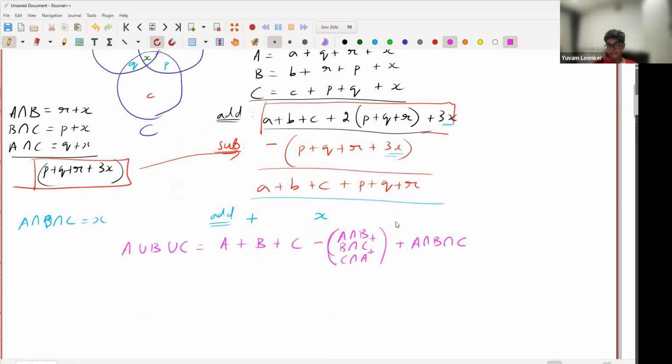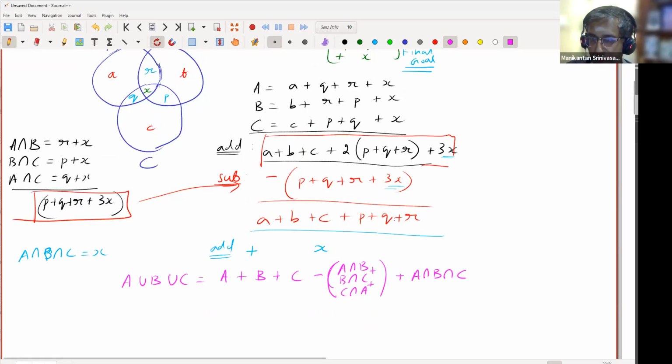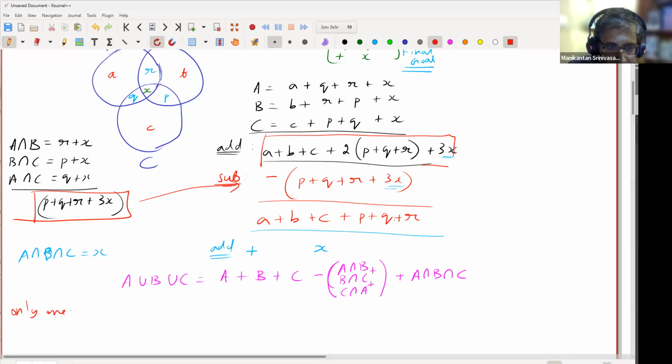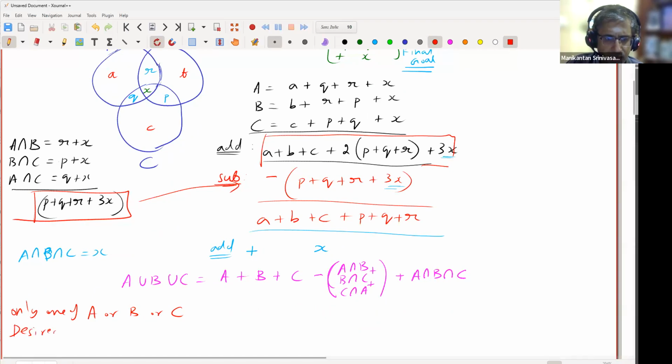Okay, cool. Now, the other problem. This was all good in the previous class when we were discussing. Then I made a variant of the question. I said only one of A or B or C, correct? That was the problem I posed. This is how you can derive it for anything, right?